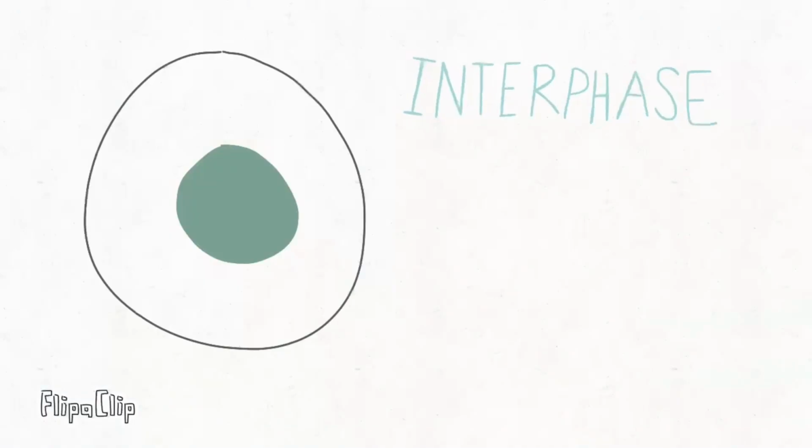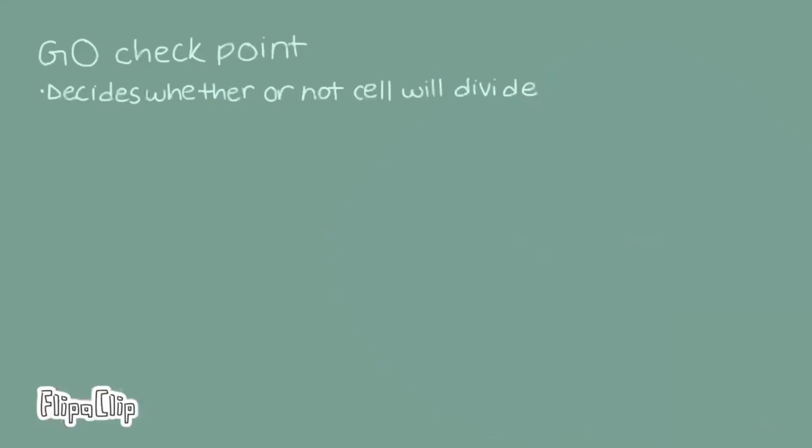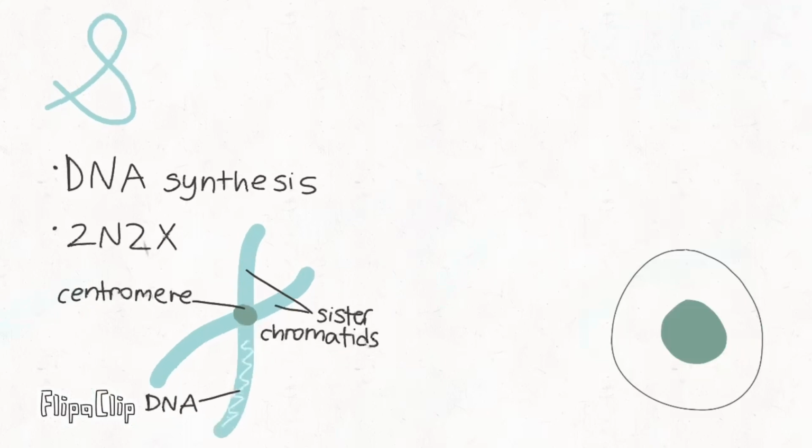The first stage of the cell cycle is interphase, which consists of G1, S, and G2. In G1, cells grow, develop, and differentiate. This also includes the G0 checkpoint, which determines whether or not the cell will divide. The next phase is the S or synthesis phase. During this phase, DNA is copied.